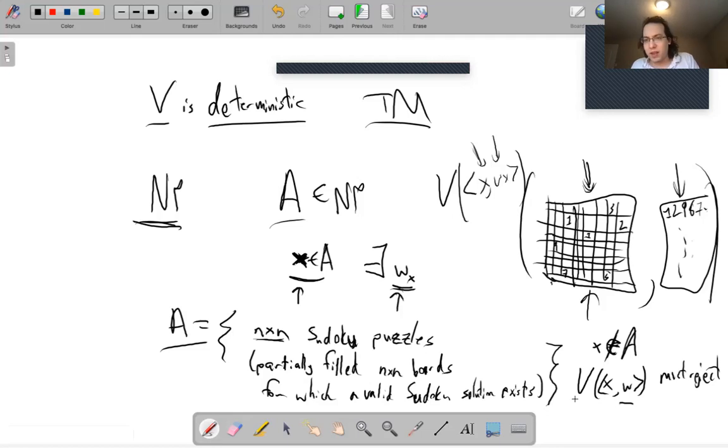But that doesn't mean that V can prove that X is not in A, right? It doesn't mean that V here can necessarily prove X is not in A. It can't verify that. V only fails to verify that X is in A, right? So V rejects any proof that claims to prove that X is in A. Okay.